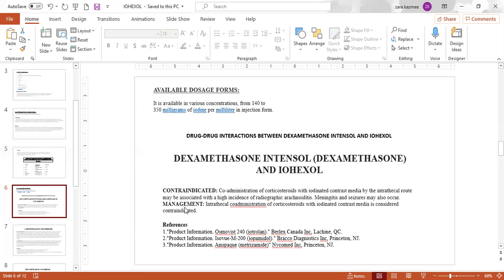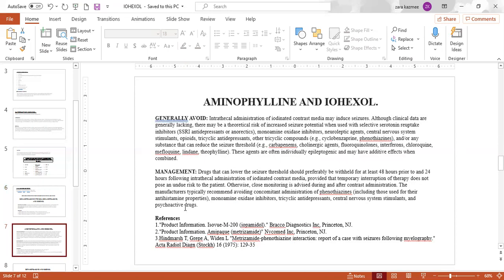So next is the drug-drug interaction between dexamethasone, intansol, and Iohexol. The interaction is contraindicated: co-administration of corticosteroids with iodinated contrast media by the intrathecal route may be associated with a high incidence of radiographic arachnoiditis and meningitis. Seizures may also occur. Management: intrathecal co-administration of corticosteroids with iodinated contrast media is considered contraindicated.